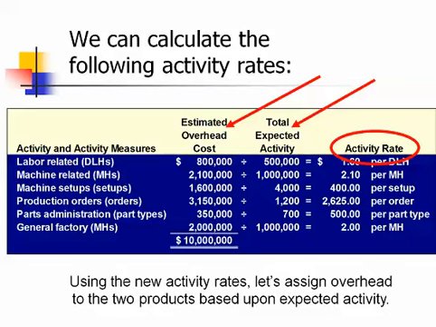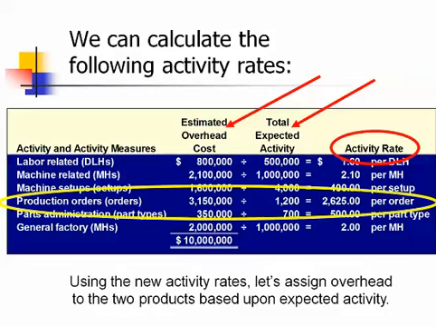for example, if the estimated overhead cost associated with production orders is $3,150,000, we would divide this by the estimated number of production orders, which is 1,200, and we would get a resulting predetermined overhead rate or activity rate of $2,625 per production order.